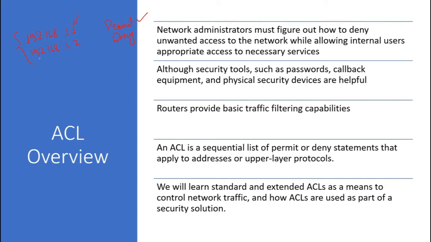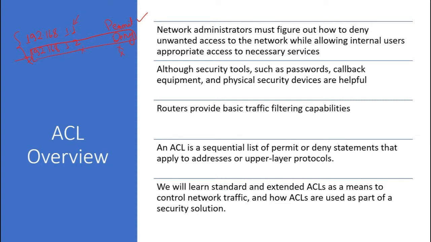But if it checks and the rule hit is a deny statement, it means the traffic will not go forward. You have requested to ping some server, but it checks and finds this source address is not allowed to ping that address, so it will just discard the traffic and deny it. So this is what is happening in the ACL. Don't worry, we will learn more about ACLs. We will learn standard and extended ACLs as a means to control network traffic, and how ACLs are used as part of a security solution.